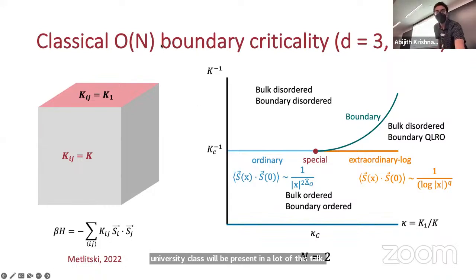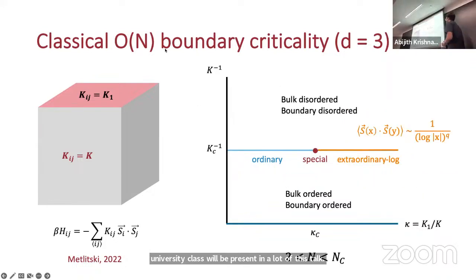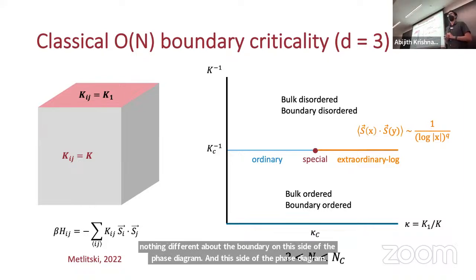Finally, we can ask what happens if we increase n greater than 2. Now, there is no boundary transition here at all, but it turns out that below the critical Nc, we still get the extraordinary log universality class in the special fixed point. And this is surprising because there's nothing different about the boundary on this side of the phase diagram and this side of the phase diagram. But it turns out we still get the extraordinary log universality class.